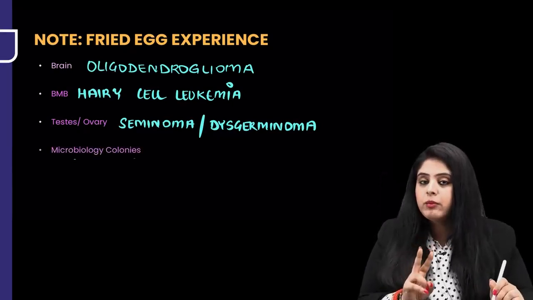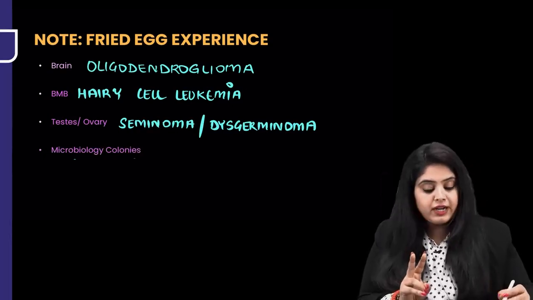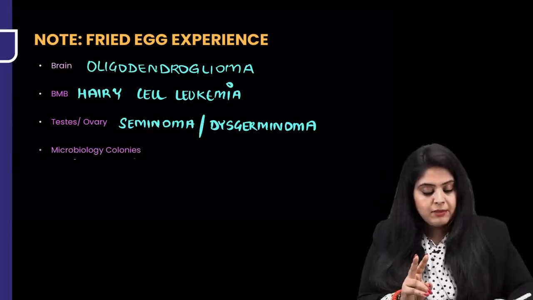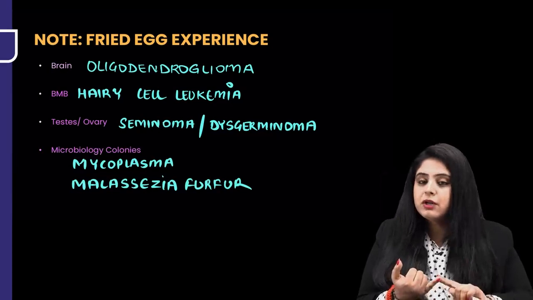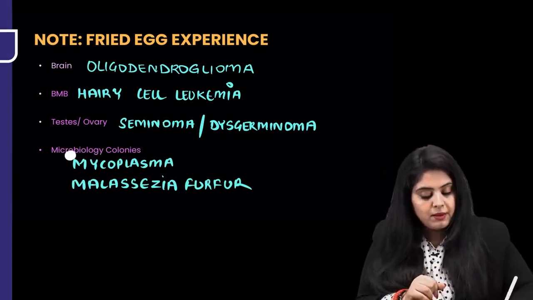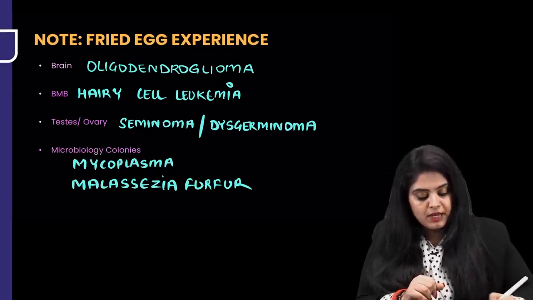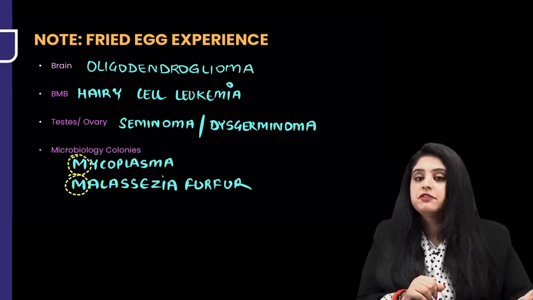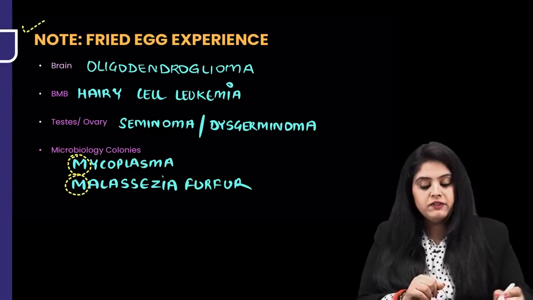Which are the two microbiology colonies which are going to show you fried egg appearance? M and M. Number one, the mycoplasma colonies are fried egg and Malassezia furfur is fried egg. So M and M, mycoplasma and Malassezia furfur, fried egg. I hope fried eggs are okay with everyone.